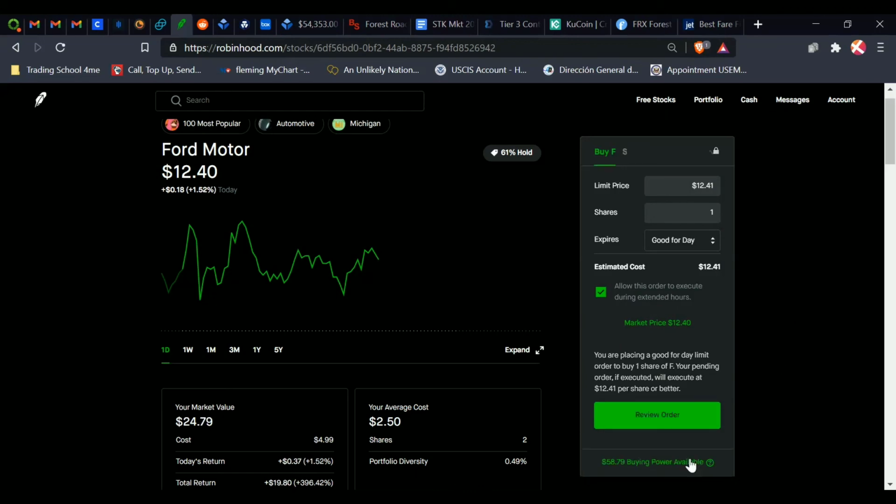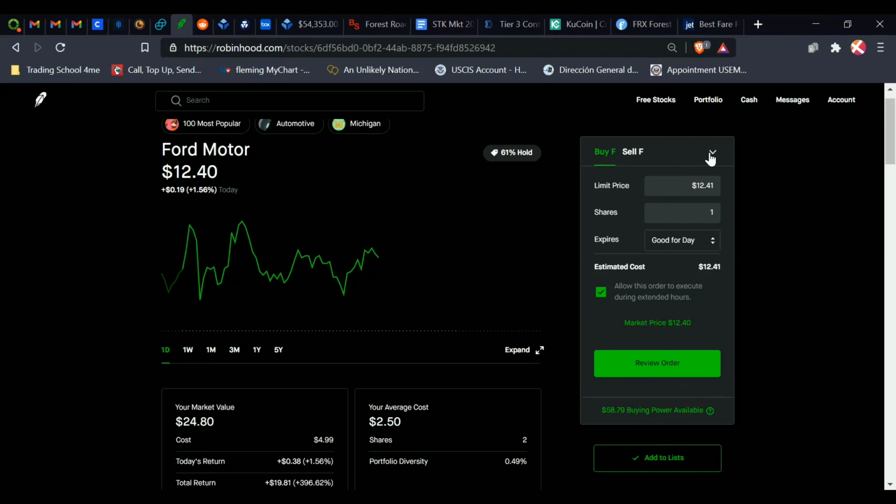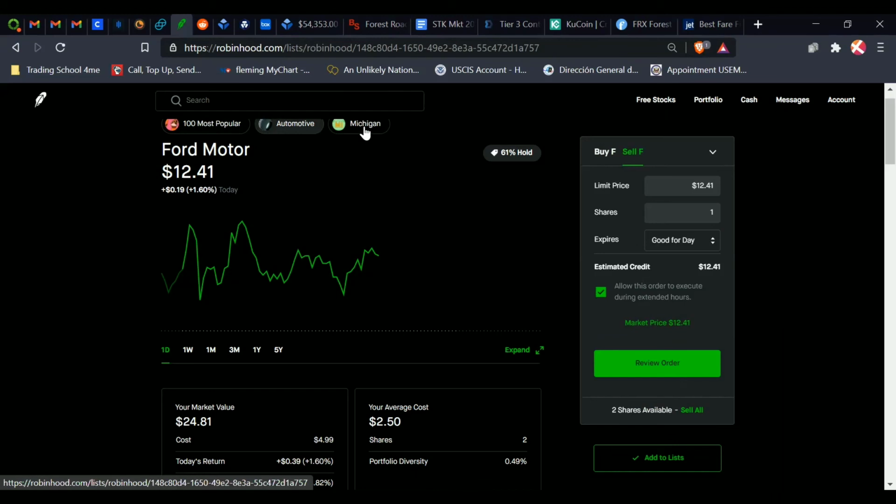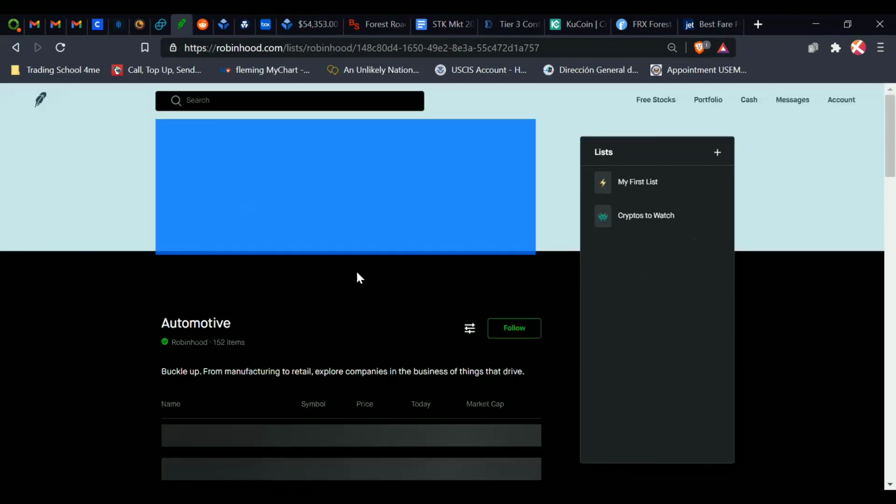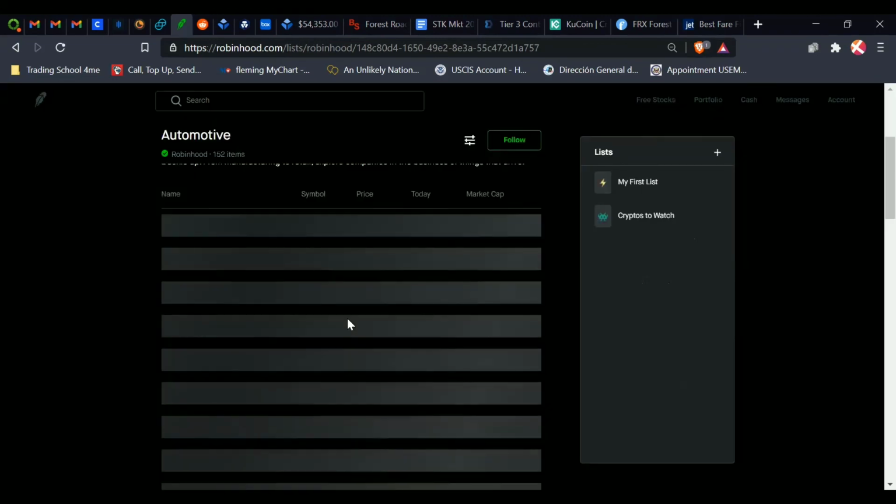If you want to edit it, you made an error, you go back and so on. If you want to sell, you just go in here and sell, and you can also put a limit price that you want to sell. You can sell at the market, stop loss order, stop limit, trail stop order. So there's many options in here as well. The only difference is the watch list is a little bit more limited. You just go into 100 most popular, automotive. So this keeps changing. Ford is automotive and Michigan. The 100 most popular is pretty much the only watch list that it gives you in Robinhood.